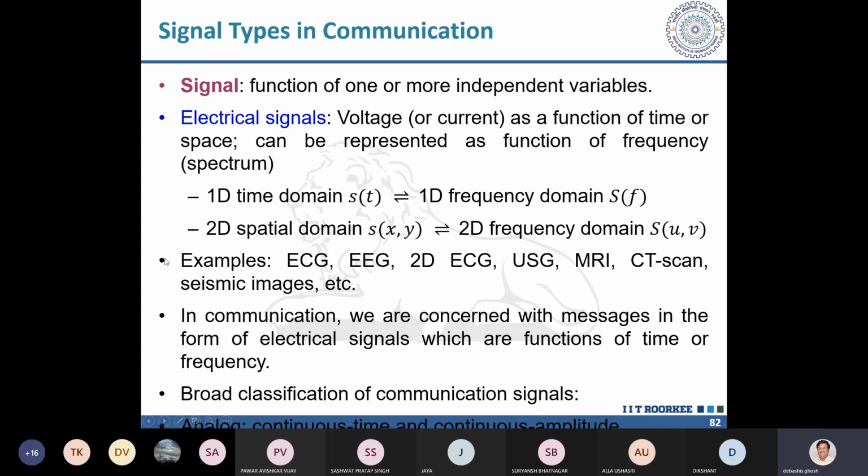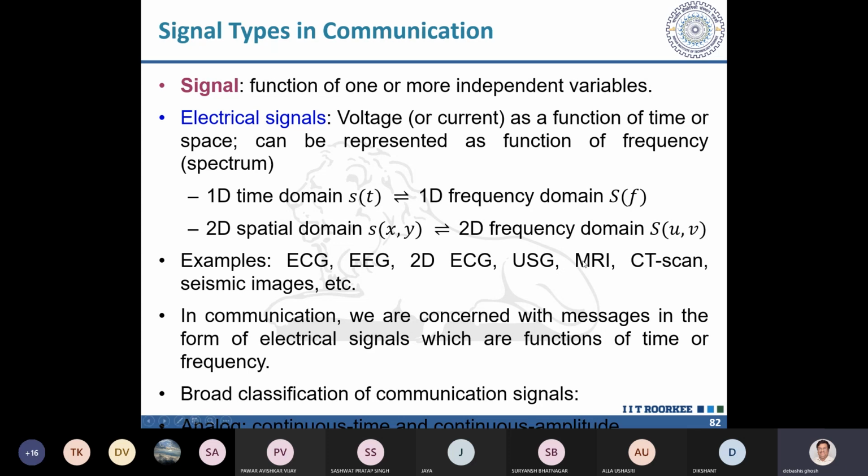Some examples of these electrical signals are ECG, EEG, then 2D ECG. So that is again a two-dimensional signal, 2D ECG, and that is spatial domain. USG is also 2D. You have seen USG. So these are all electrical signals, but again, you just print it. The USG that you see is basically the electrical signal, then you print it for your viewing. But otherwise, it is an electrical machine that will be doing all this, picking up the signal.